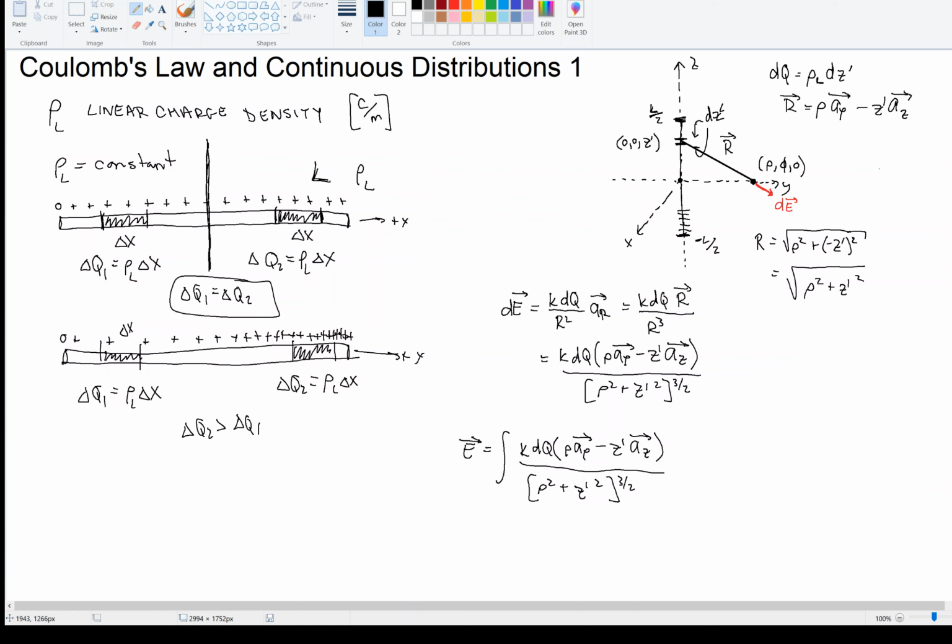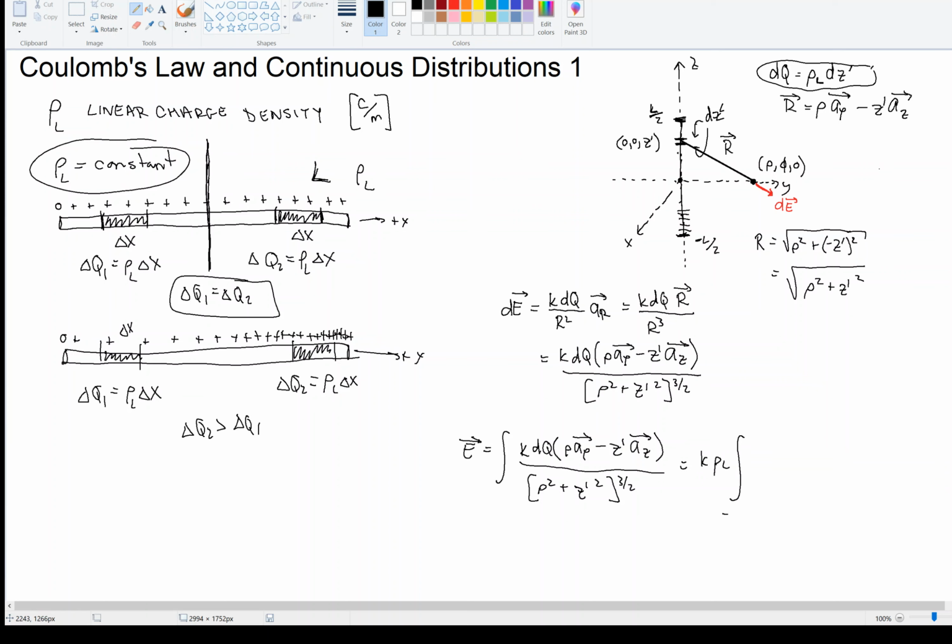Okay, so we have this. And then remember that, here's the differential electric field. So I'm integrating all of the little electric fields along the continuous distribution. dq is rho L dz prime. And rho L, we're saying, is a constant. It's uniformly distributed, right? Rho L is a constant. And so we can take rho L out, and we can take the k out. And so we're left with k rho L.